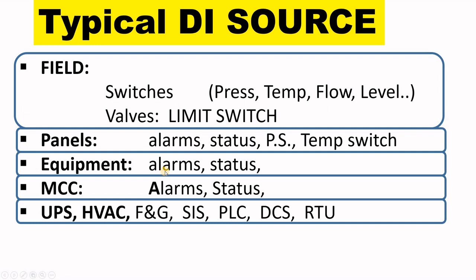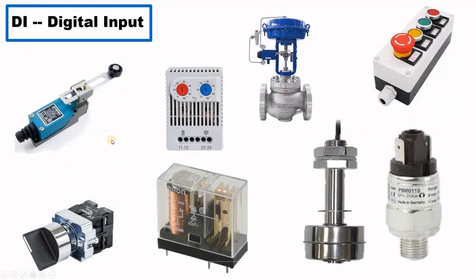Your equipment will send you alarms, statuses. Your MCC UPS also will send you a digital input. Here we can see different types of devices: limit switches, selector switch, a temperature switch inside our cabinet, a relay or contactors, level switch, pressure switch, and push buttons.